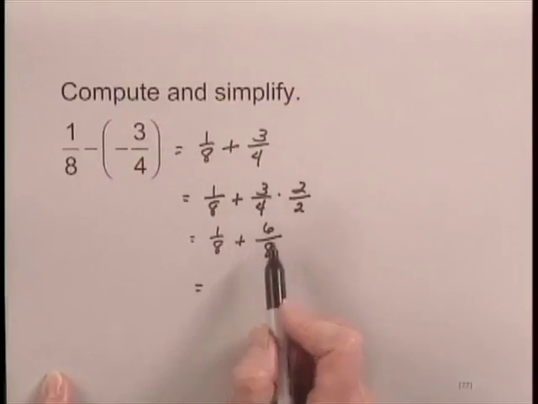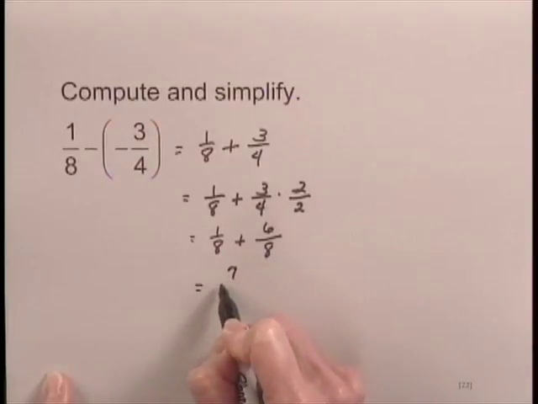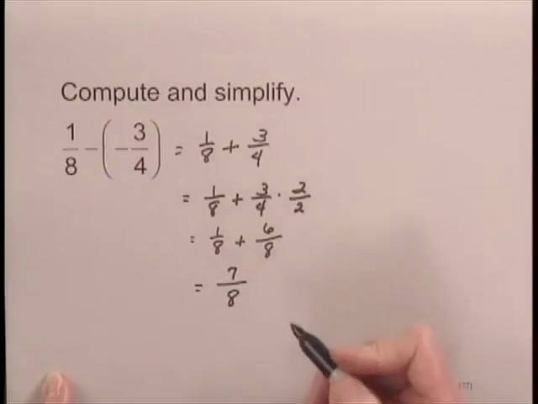To do the addition, I add the numerators. 1 plus 6 is 7, and I keep the common denominator of 8. So the result is 7/8.